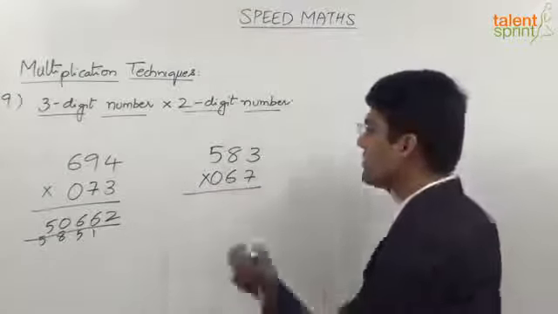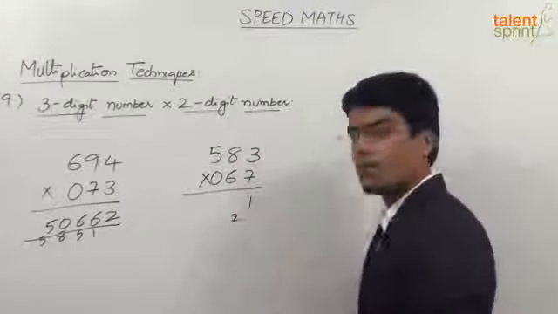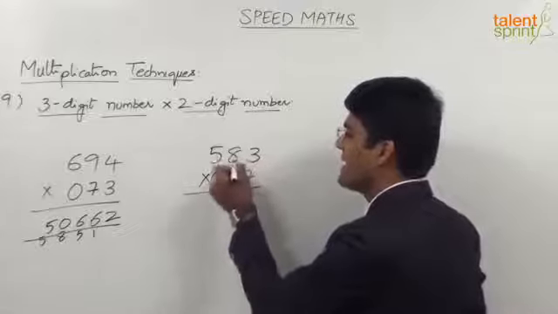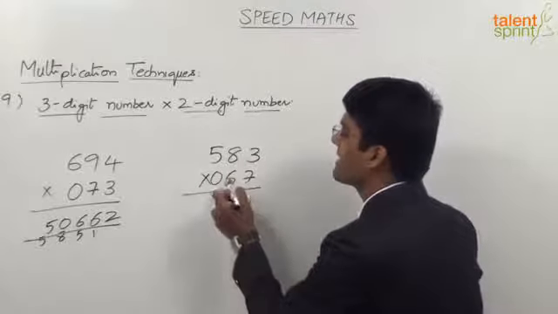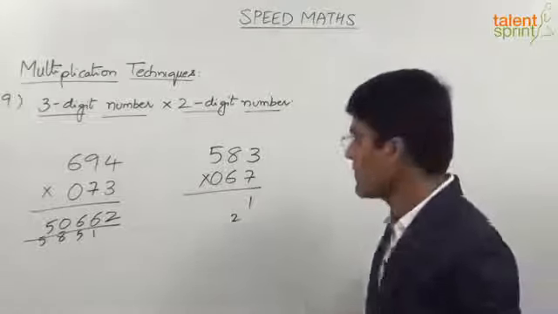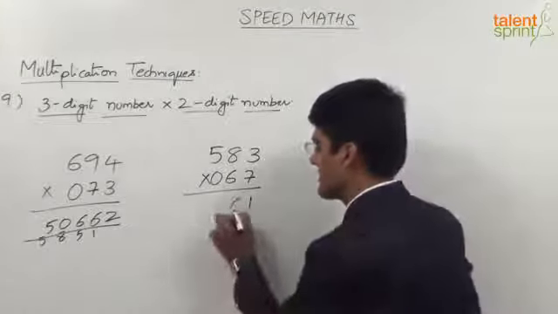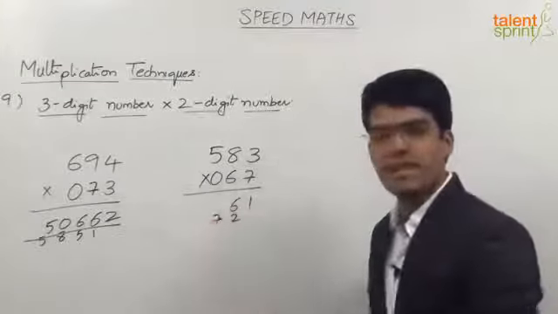Now the first step, as we know, should be 3 into 7, 21. So 1 in the answer and 2 gets carried forward. Second step is cross multiplication. 8 into 7, 56. 6 into 3, 18. 56 plus 18 will be 74. 74 and 2 is the carry here. 74 plus 2 is 76. So we take 6 in the answer and 7 is the carry forward.